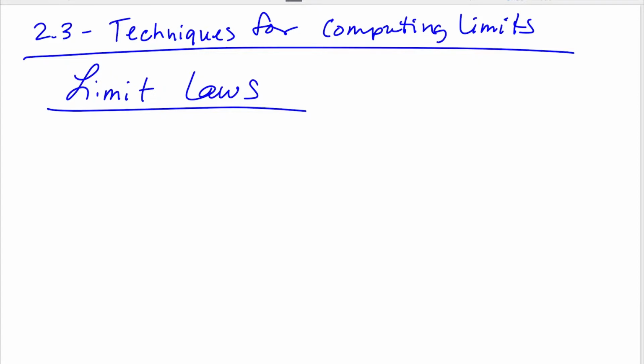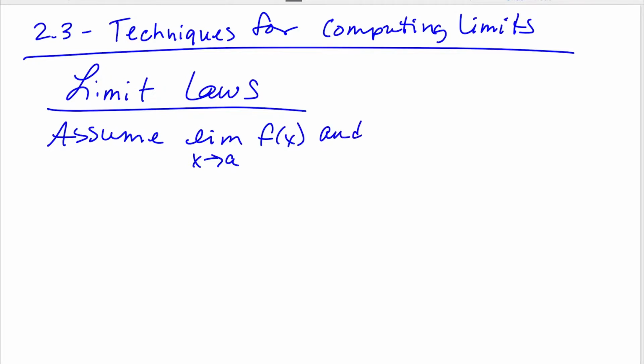So with our limit laws, we are going to assume that the limit as x approaches a of f of x exists, and the limit as x approaches a of g of x exists. So we're just setting the stage basically. These are the values that we're going to be using in terms of limits, and so they exist. So I don't have to worry about that.